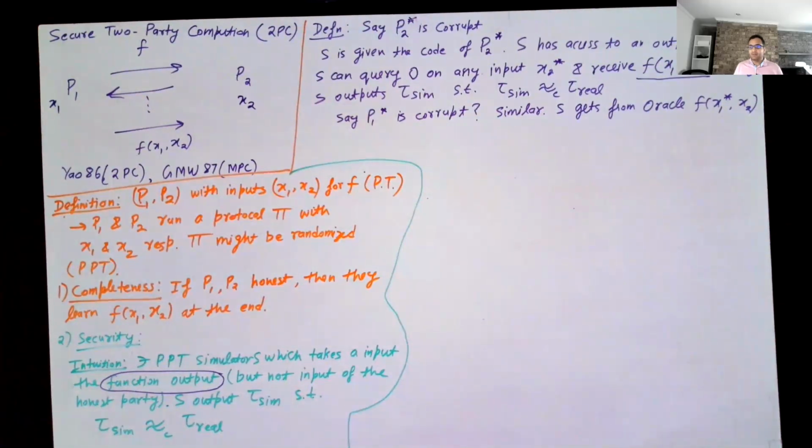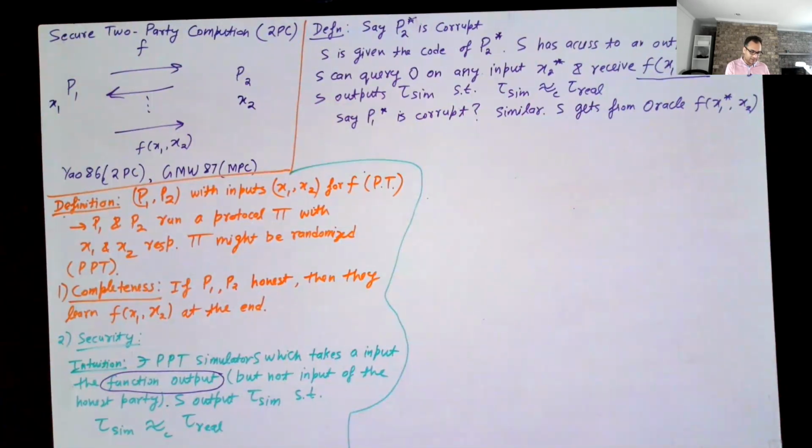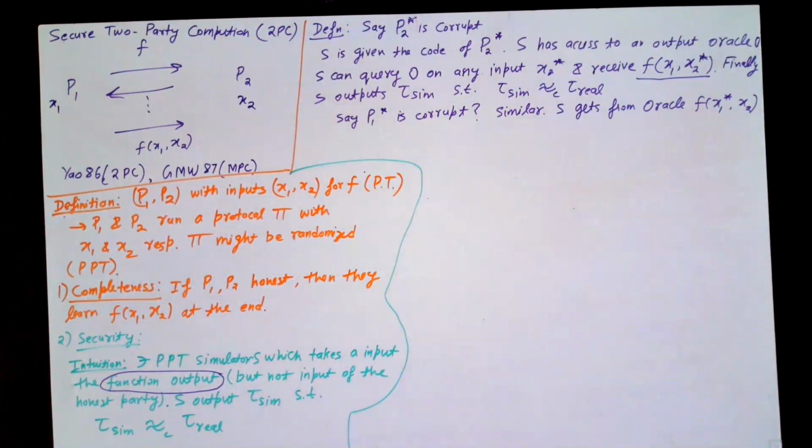So we want the simulator to be able to choose the input x2 star and then get the output corresponding to that input. You cannot expect that you give the simulator the output of the function f on some input, and the simulator will be able to produce the protocol transcript, because maybe the input which the adversary chooses in the real world is different from that. Okay, so you're saying the simulator can produce the transcript for any x2 star.